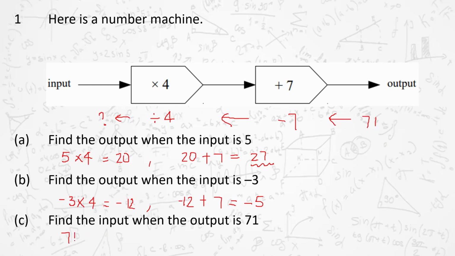So first step, going backwards, I need to minus 7 first. So 71 minus 7 equals 64. Then backwards, instead of times by 4, I need to divide it by 4. So 64 divided by 4 equals 16. So 16 is my final answer for part C.